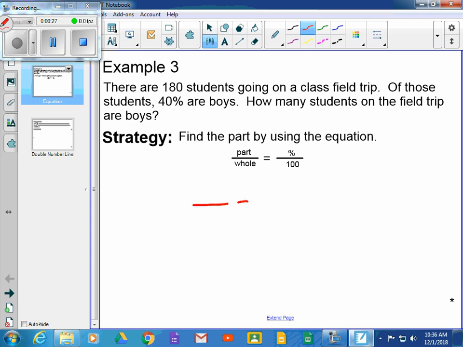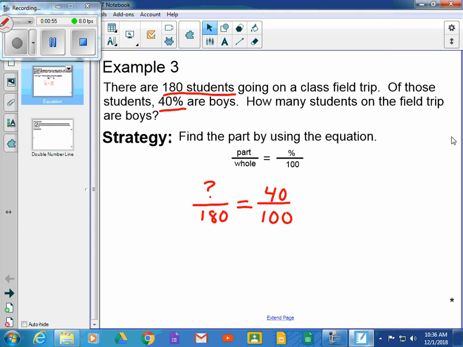So from the word problem, I'm going to fill in my information again. I'm given 180 students. Well, that's a total. That's a whole. So I'm going to place that in the bottom left. I'm given 40%. That's the percent that are boys. So I'm going to place 40 over 100. And I'm looking for the part that are boys.